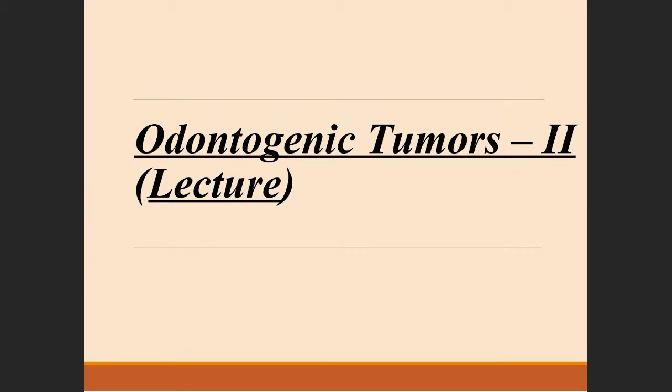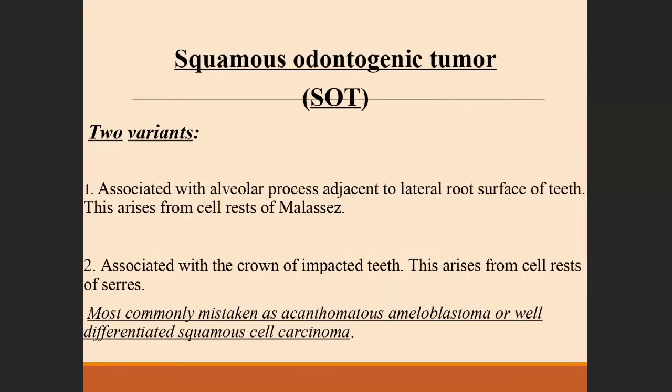Good evening, everybody. So we are continuing with the second half of odontogenic tumors. We have already discussed tumors that originated from odontogenic epithelium. In that, one tumor was remaining to be discussed, that is squamous odontogenic tumor. So first we'll see about squamous odontogenic tumor. In the name itself, you know that you can see some squamous cells. So it is an odontogenic tumor where you can see squamous epithelial cells.